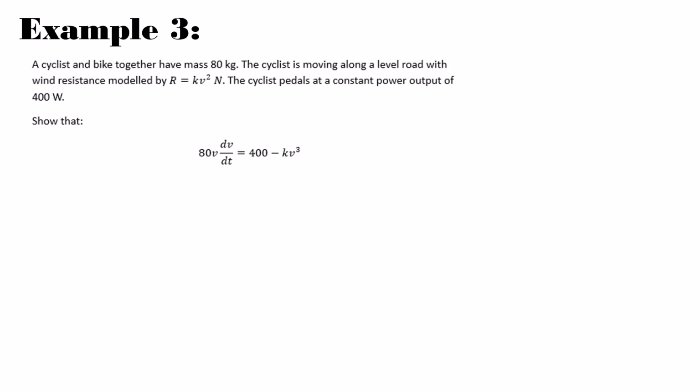So example 3, a cyclist and a bike together have a mass of 80 kg. The cyclist is moving along a level road with wind resistance modeled by R equals kV squared. The cyclist pedals at a constant power output of 400 watts. So first thing we're going to do, we've been given power, which is 400 watts. We're going to convert that into a force. Our formula is power divided by velocity. So 400 divided by V. Then I'm going to draw this out.